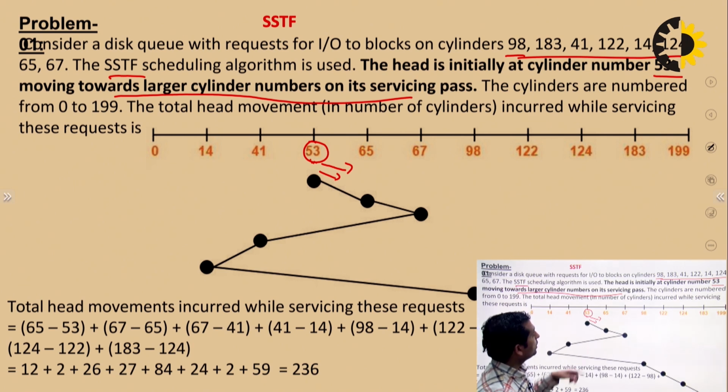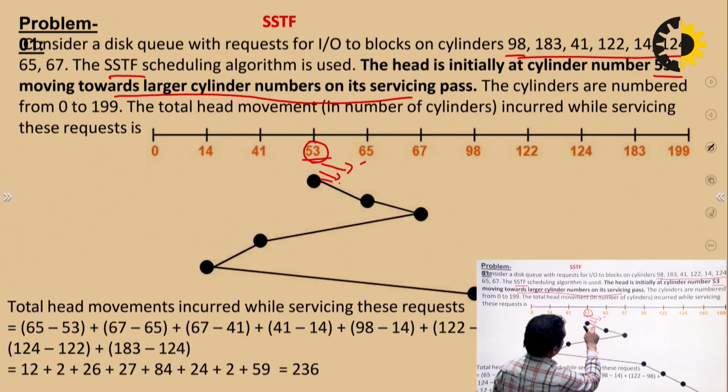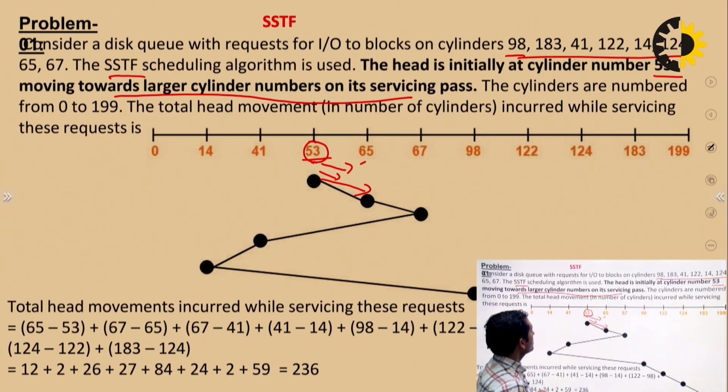The nearest request is 53. So this is in this direction, 65. So move to the 65 track number. This cylinder number 65, we will serve 65. Now our current position is 65.